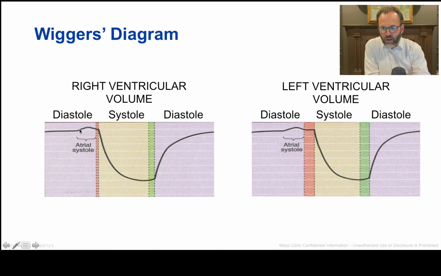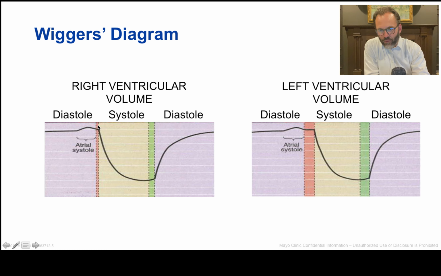And you can see that right towards the end of diastole, when we're looking at the ventricle again, you've got this little additional blip here, which is right before the ventricle starts to contract. We get atrial systole. That's this little additional kick to sort of finish off ventricular filling.